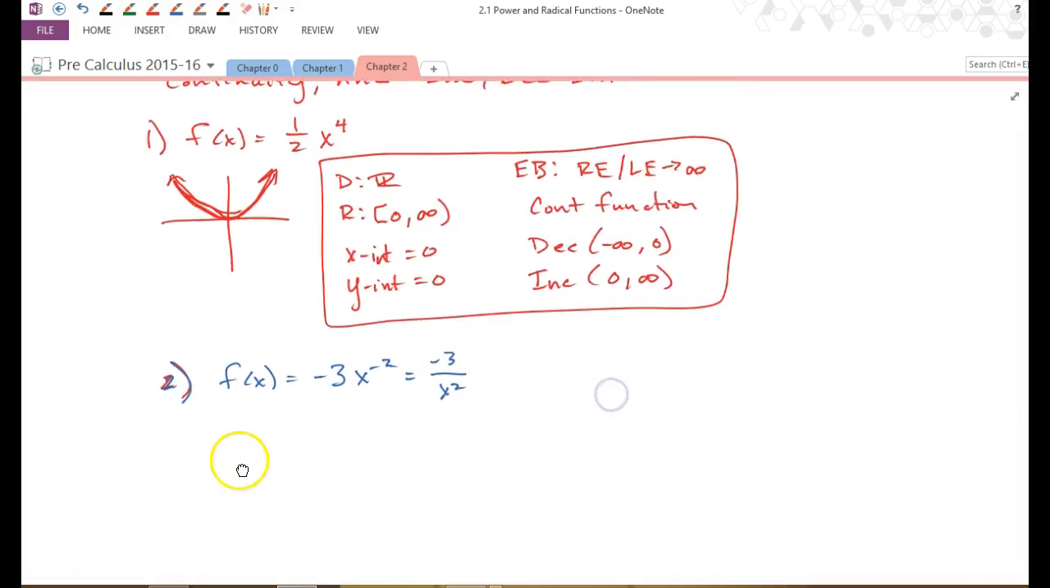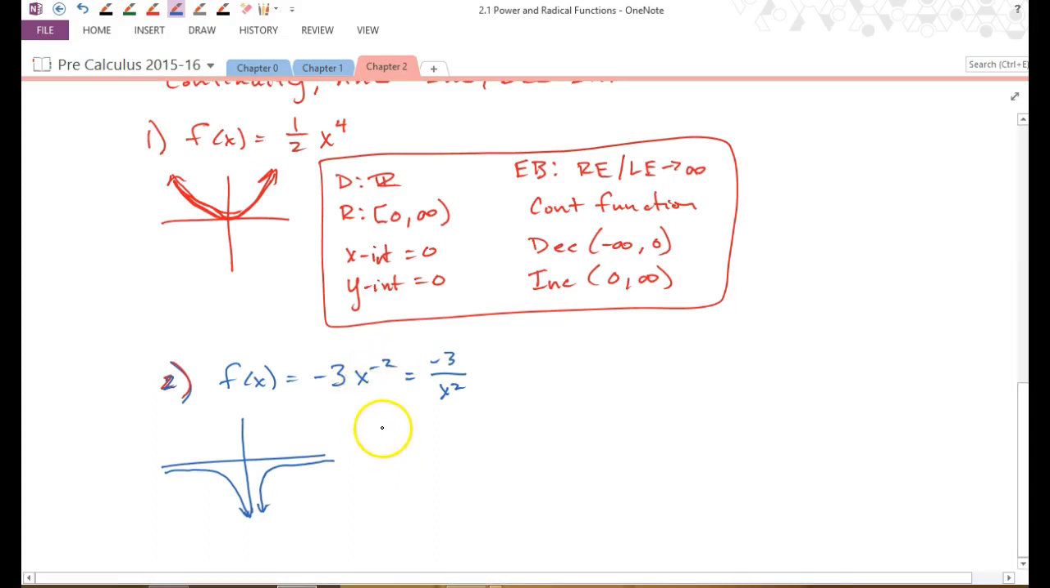Okay, so what is this going to look like? First of all, if I have the x squared in the bottom, what does it look like? It's a volcano. What happens if you have a negative in front of any function? It flips it upside down. So this function is going to be the volcano, but it's going to be underneath the x-axis, going downward. Vertical asymptote is still where? Still at zero. Horizontal asymptote? Still at zero.